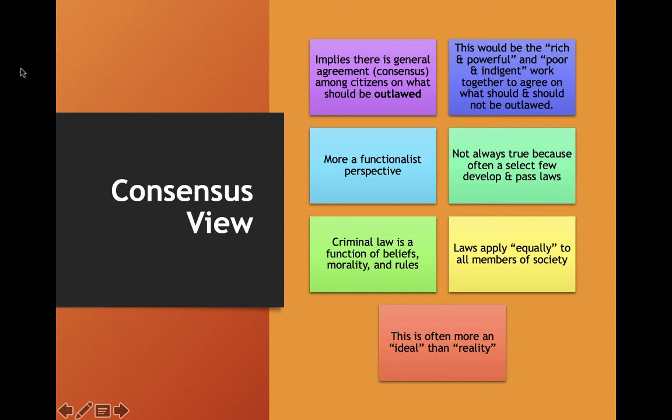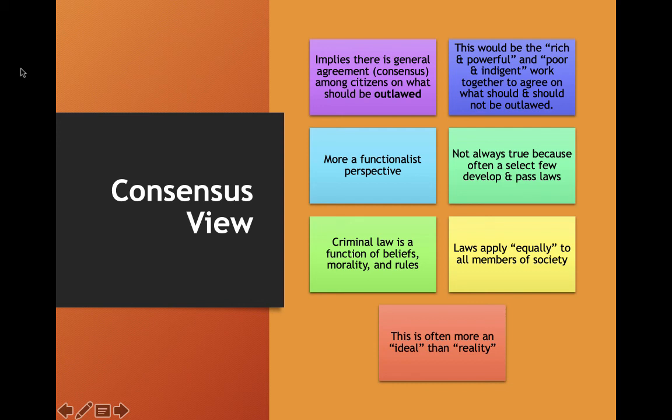The first is the consensus view, and this implies that there's a general agreement or consensus among citizens as far as what should be outlawed. So, for instance, if somebody murders somebody and plans the murder, and most of the citizens have a consensus that that's murder, that's considered a consensus view.